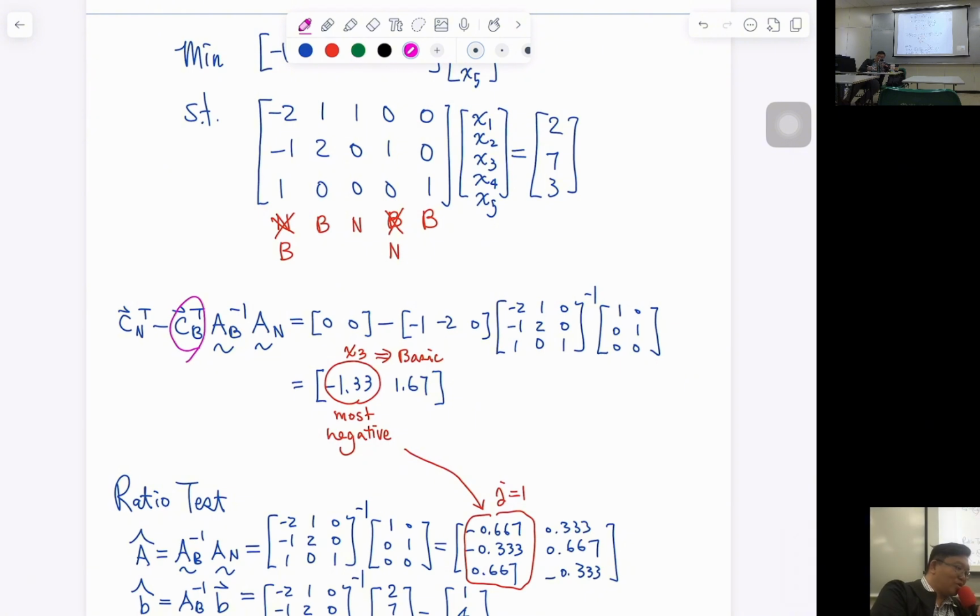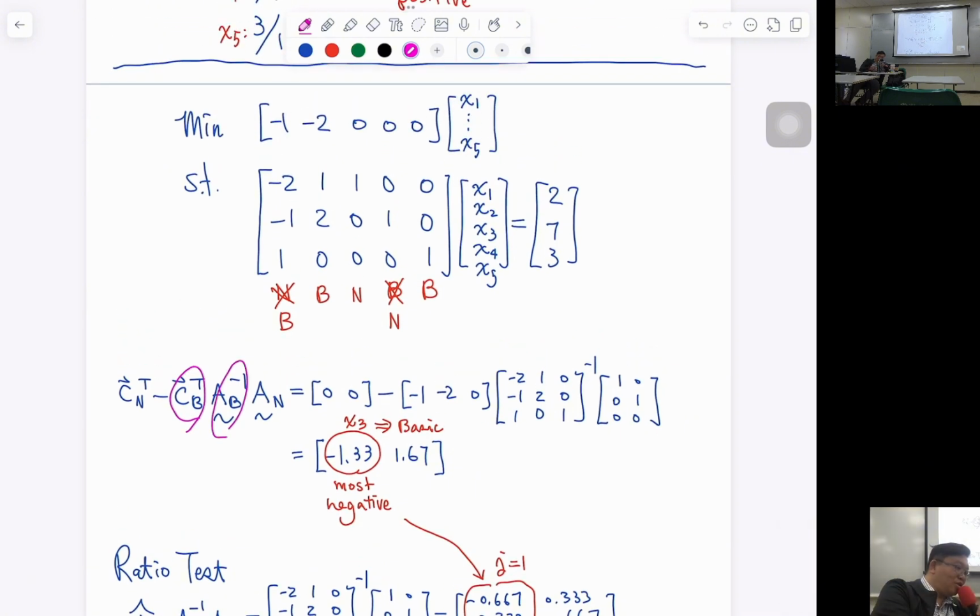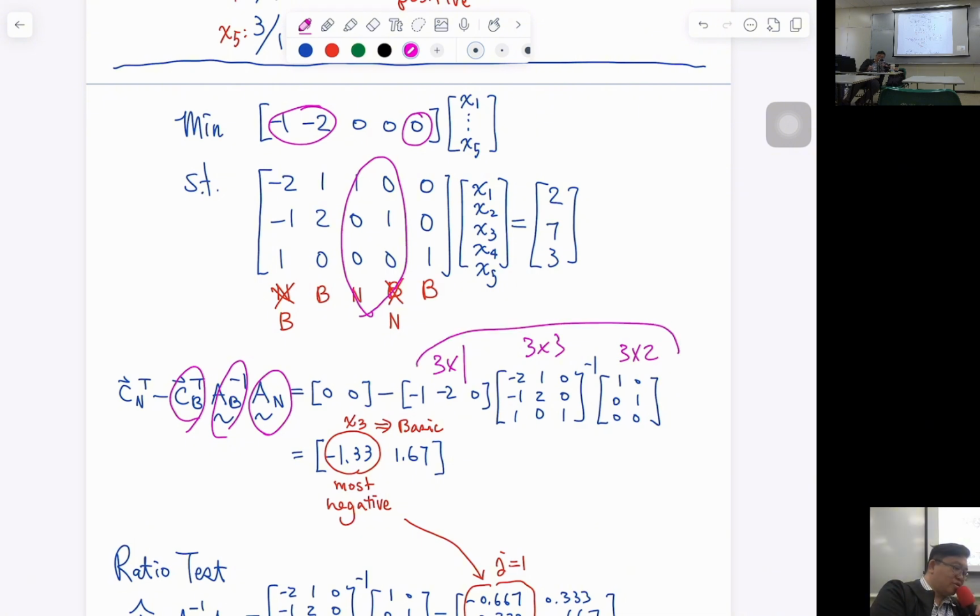CB transpose. Oh, CB is these. So 3 by 2, 3 by 1. This is 3 by 3. This is 3 by 2. These are AN. So at the end, oh no, this is 1 by 3. So at the end, this is 1 by 2. 1 by 3, 3 by 2, multiplying gives 1 by 2. The last one is 3 by 2.